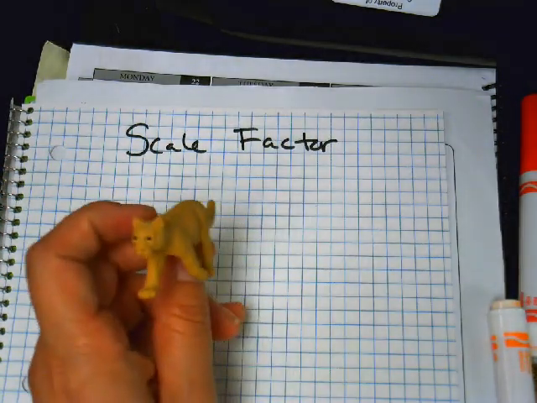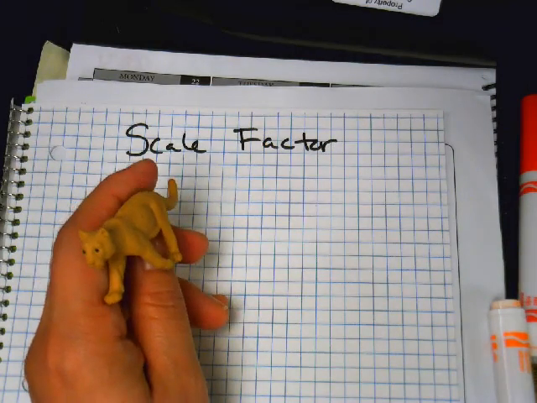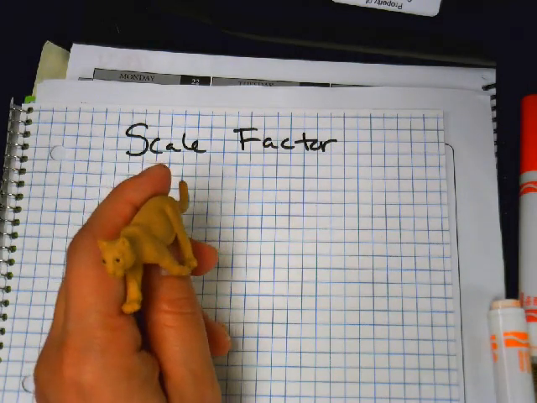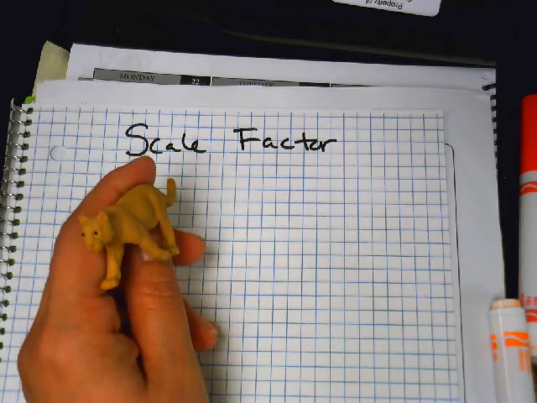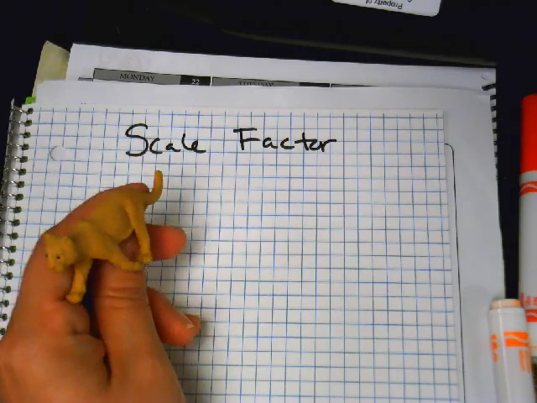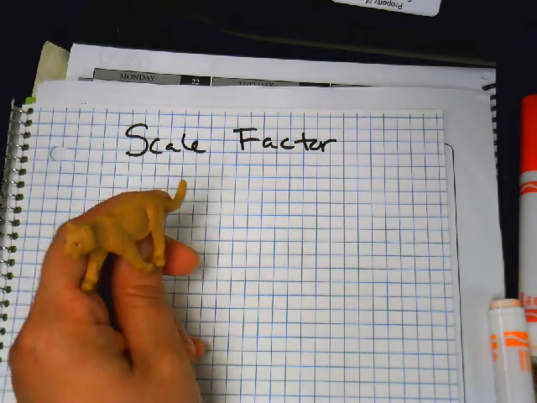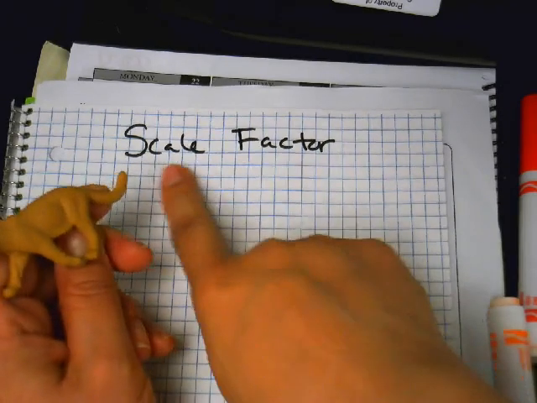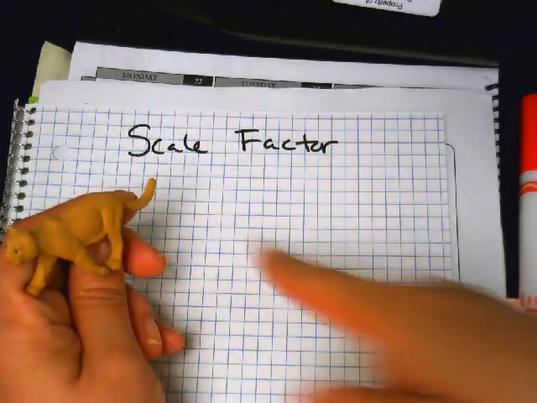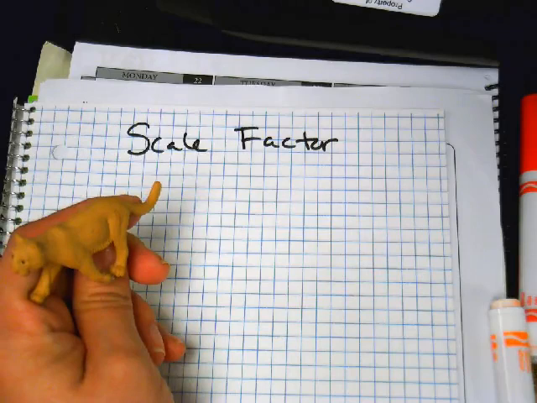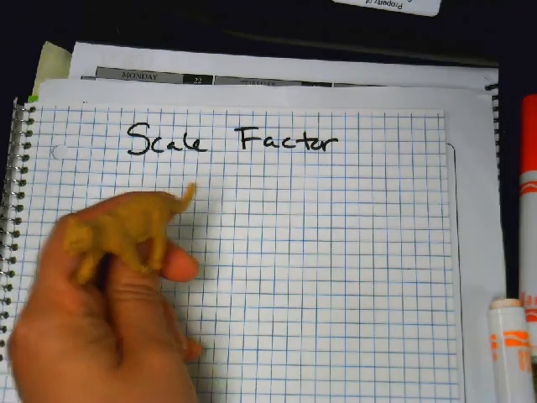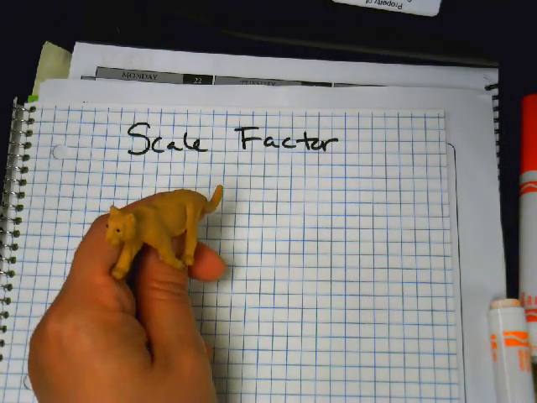Okay. Is this the real size of this big cat? No. This is a scale of the real one. So they took the measurements of a real big cat, a mountain lion, a tiger, a puma, and they shrunk it down.